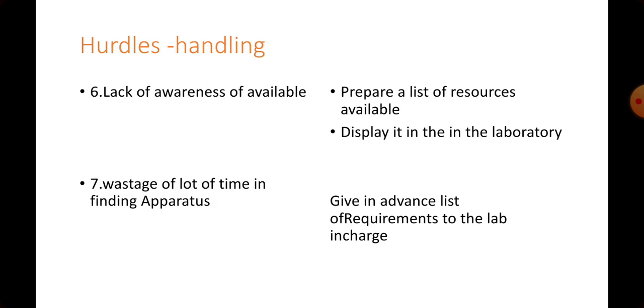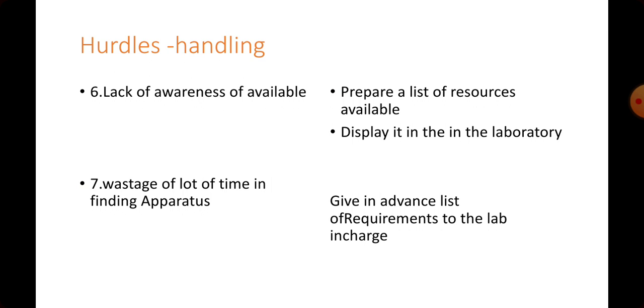The sixth one is lack of awareness of available resources. The math teacher should have knowledge of what resources are available in the laboratory, office, school or somewhere else. Otherwise it will become difficult for mathematics teachers. So how to encounter this? Generally we don't get the time to list out all these things. So, before that, to encounter this problem, the mathematics teacher has to prepare a list of resources available in the laboratory, school and office, or wherever it may be. Then display the list of items or resources in the laboratory or classroom to utilize when required. In this way we can encounter this problem.